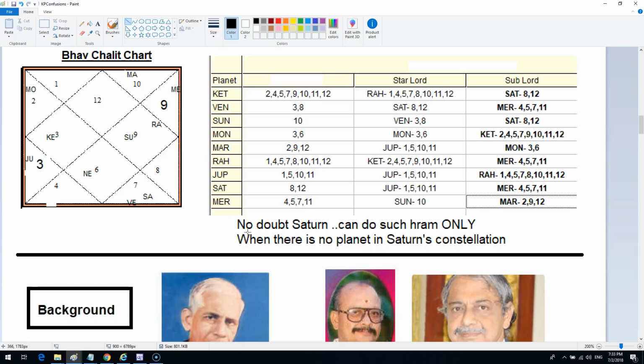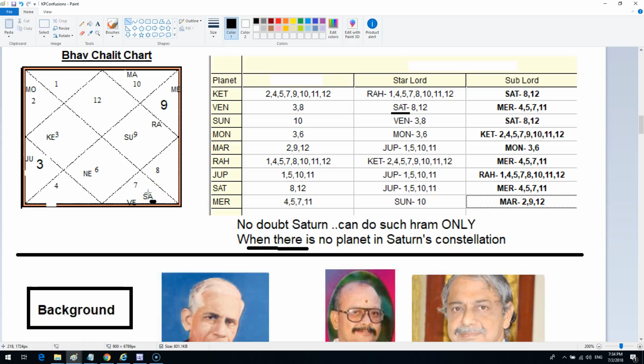When you rephrase, it says, no doubt Saturn can do such harm only when there is no planet in Saturn's constellation. If you look at this chart, Saturn is in the eighth house, so it can give some kind of negative or bad result. But when you look at this line, when there is no planet in Saturn's constellation, are there any planets in Saturn's constellation? You say yes, Venus is. In this particular chart, Venus is deposited in Saturn's constellation. So what does it mean? Now Saturn cannot do any harm, because Venus is deposited in Saturn's constellation. So now Saturn cannot possibly give the result of the eighth house.